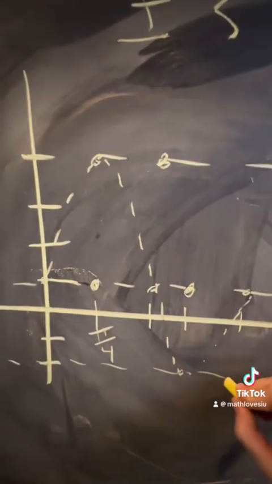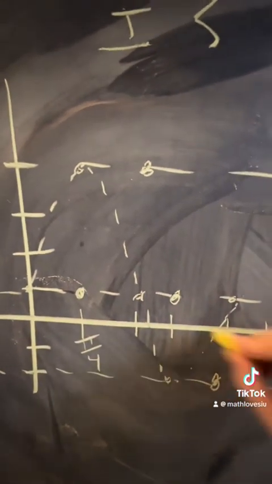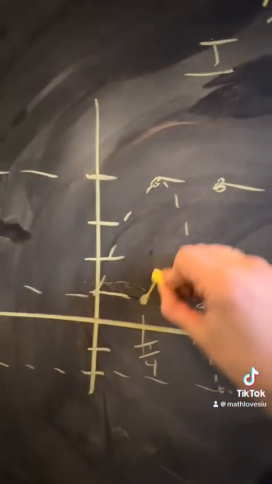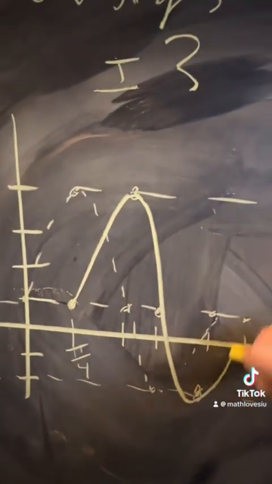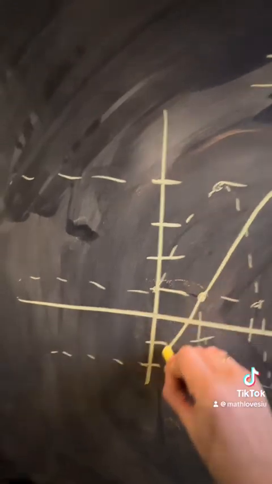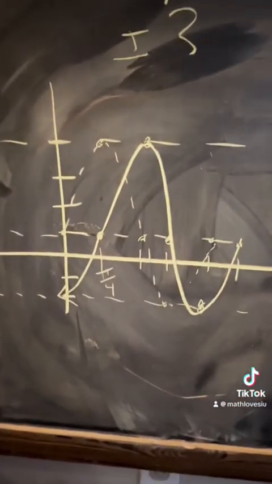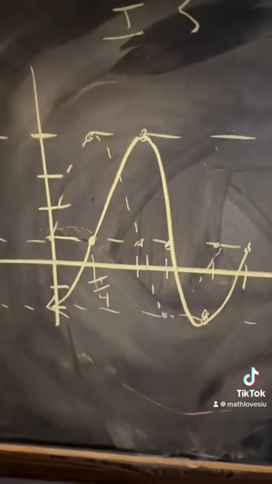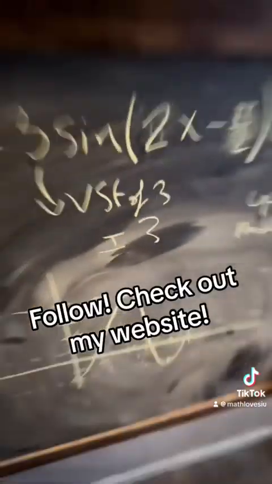up, middle, down, middle. Okay, so now here's my curve. This must be down. There's my curve. We see it shifted right pi over 4. There we go. Woohoo!